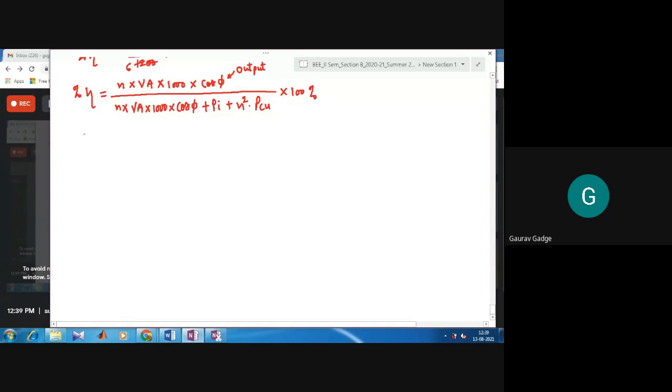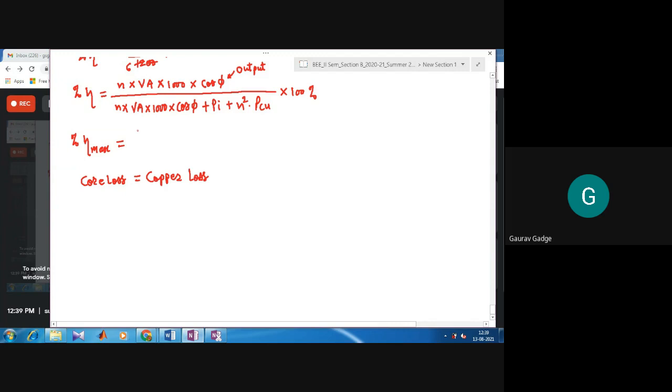Okay, now one more efficiency can be said, like eta max. अब मैंने कल क्लास में आपको बोला था कि what is the condition for maximum efficiency? If I ask you what is the condition for maximum efficiency, your answer will be, sir, core loss is equal to copper loss. That is the condition for maximum efficiency, and it is already given in the derivation.